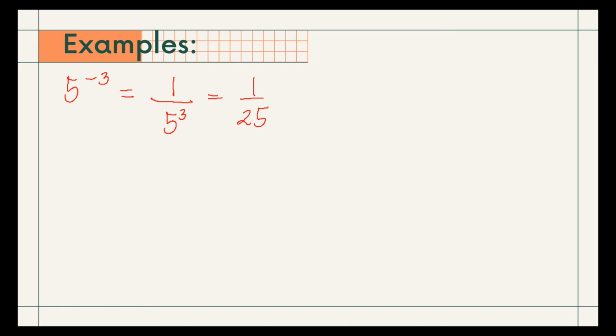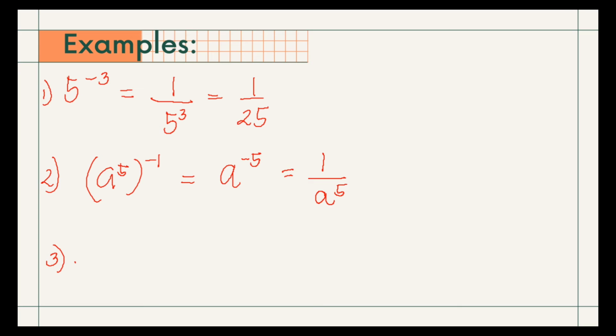Another example. If you have a raised to 5 and then raise natin by negative 1, apply muna natin yung power to a power rule. So, you have a raised to negative 5. So, 5 times negative 1 is negative 5. And then, para maging positive yung exponent, we get the reciprocal and then positive nito ng exponent. So, 1 over a raised to 5.